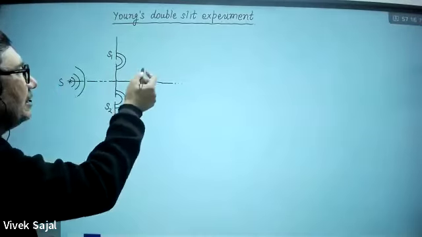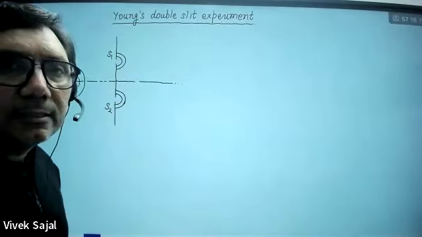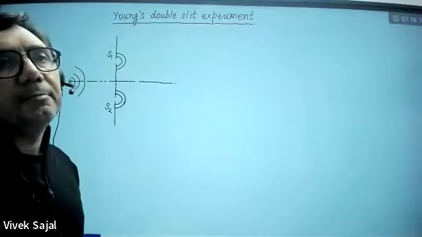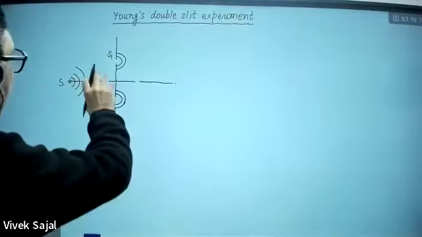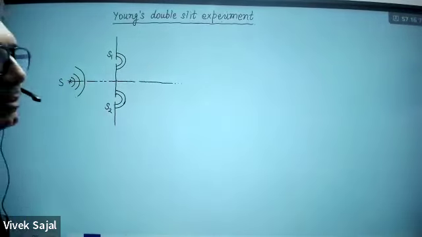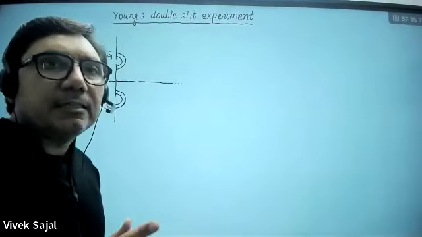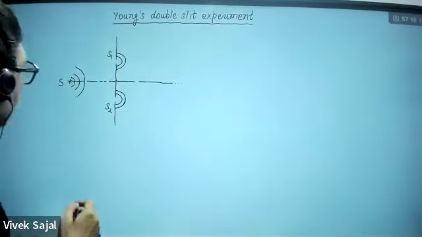So whatever light is emerging from these two sources, the frequency and wavelength of that light will be the same, because the medium is not changed. Here the medium was air, here the medium is air, so the wavelength will also remain the same. So frequency is the same, wavelength is the same.